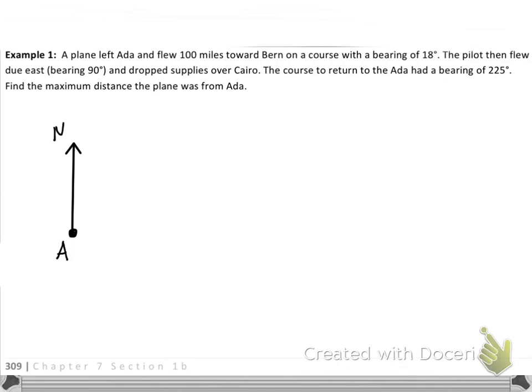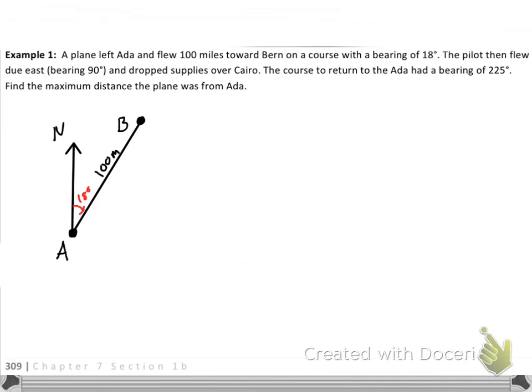Okay, so that's Ada, and that's true north. Well, we didn't go true north. We went 18 degrees away from true north. And so that's 18 degrees. And then we reached Bern. I'm going to call Bern B. And that was 100 miles. So we traveled 100 miles, and we got to Bern.